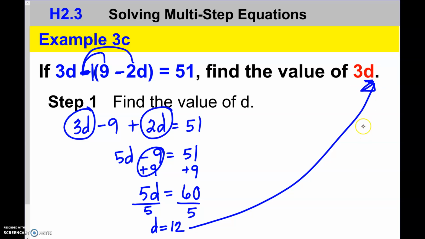So that says 3d, 3 times d, and then we're going to put that 12 in there. So 3d is equal to 36. Okay, so they're going to be looking for 3d equals 36.